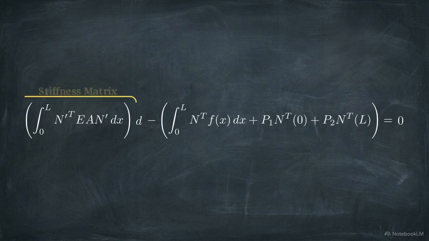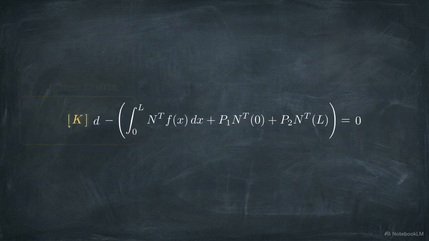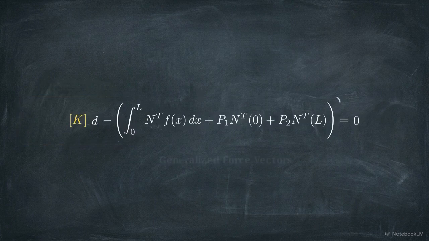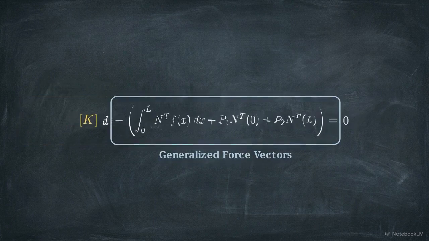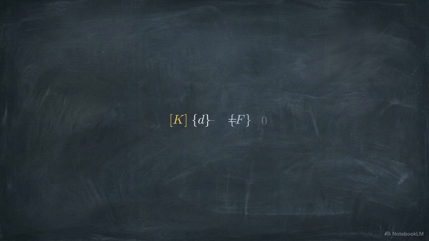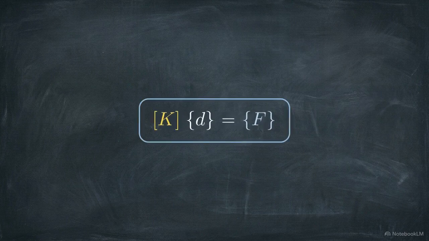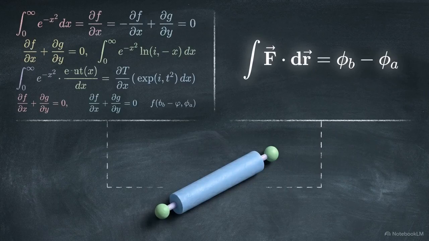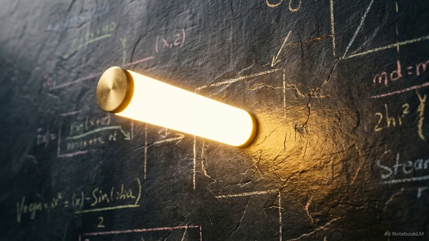The first integrated term represents the stiffness matrix, K, matching the result obtained through the weighted residual method. The remaining terms are the generalized force vectors. Moving them over gives us the standard finite element form, K times D equals F. This confirms that we can arrive at the standard model using energy functionals instead of differential equations. This derivation shifts the focus from balancing forces at every point to evaluating the energy state of the entire element.